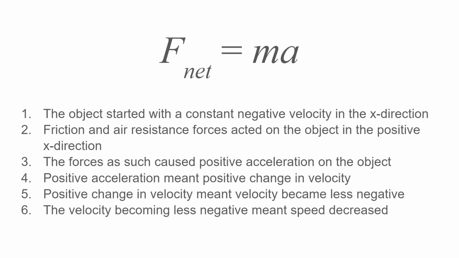This caused the real object to experience positive acceleration, also known as a positive change in velocity. Because the object was moving in the negative x direction, this positive change in velocity caused it to slow down over time. The computer-modeled object did not slow down because no net forces acting upon it were inputted into the model, thus its velocity stayed constant.